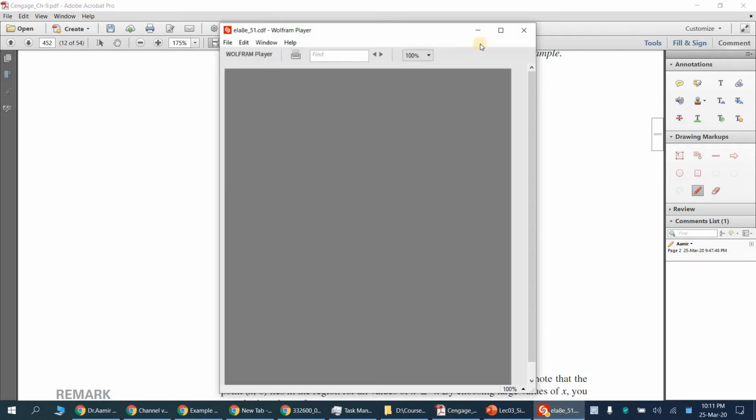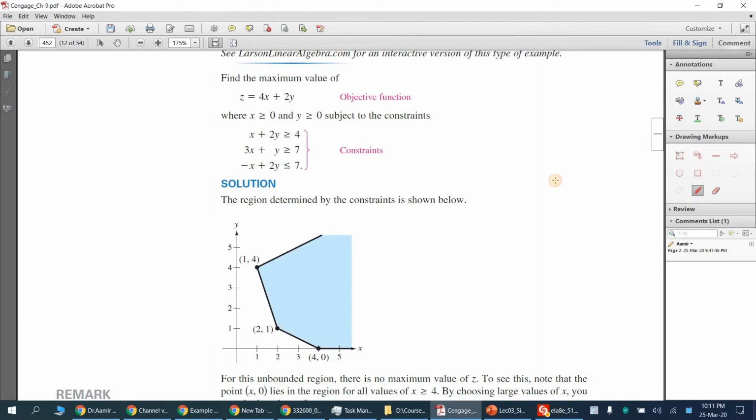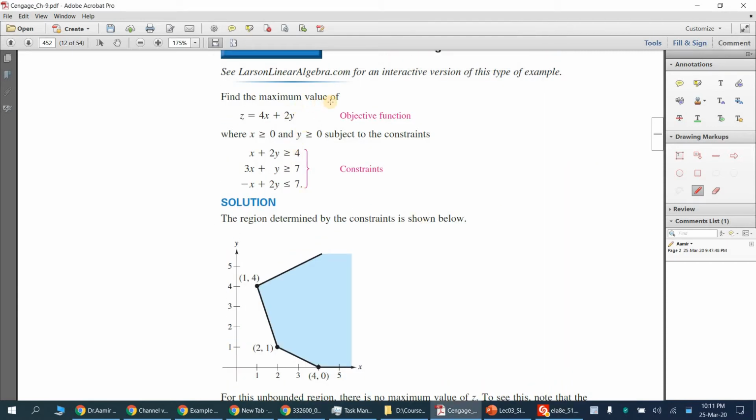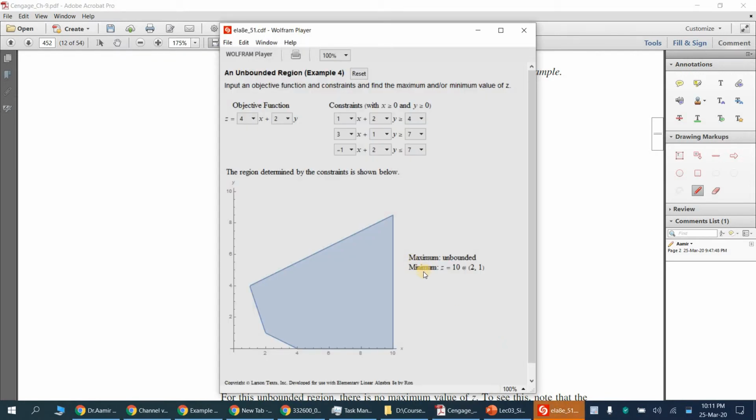So for this, you try to solve it. You want to find the maximum value of z for this region. Because it's a maximization problem, the maximum in this case is unbounded. That's shown over here in this problem. What is important about this CDF file is that you can change these parameters. For example, you make it 2. Okay, z is 2 or z is 5. What will happen? So 4. And you can change the constraints. You can play with the constraints.